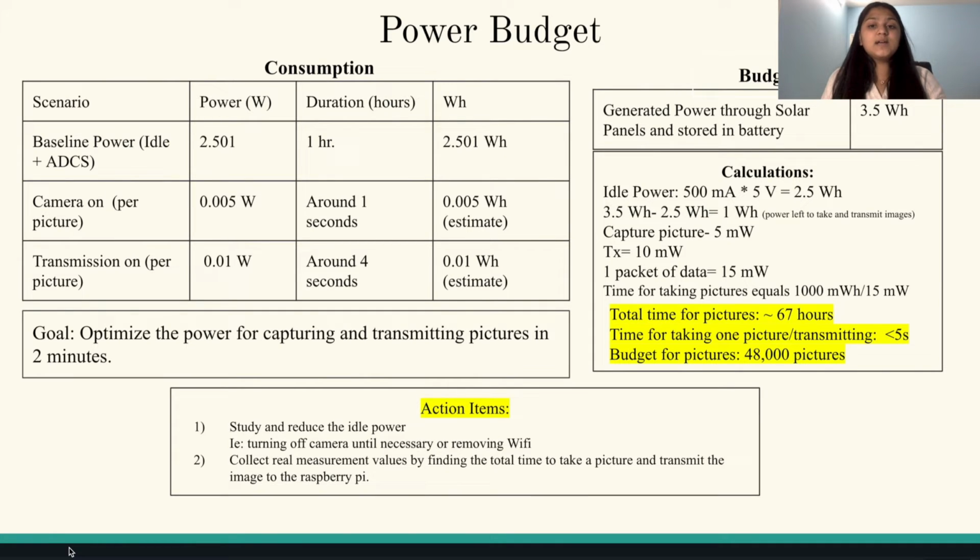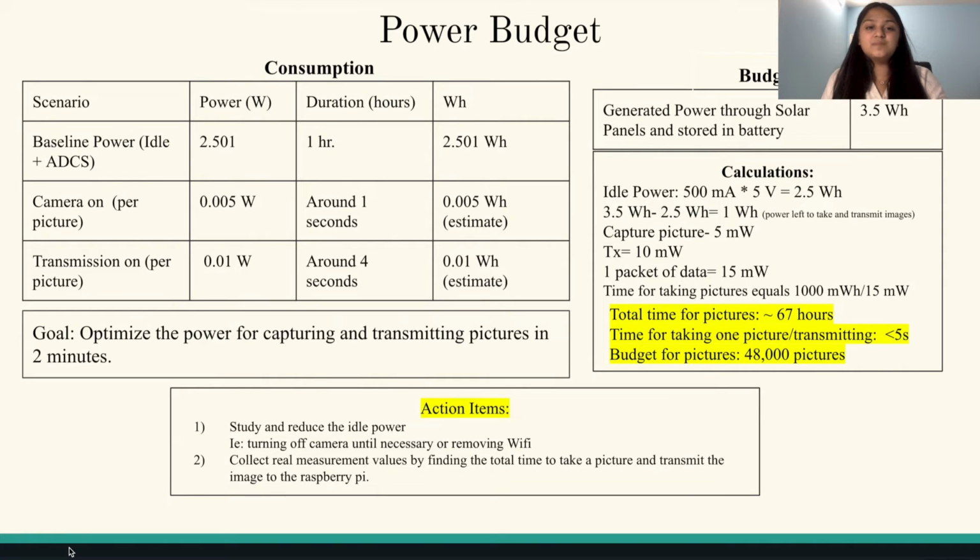We converted the total time into seconds and divided the number of seconds by 5 to find the total number of images. So through our calculations, we found that with our estimated power supply, we would be able to take around 48,000 pictures in around 67 hours.